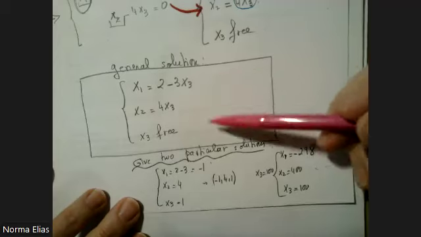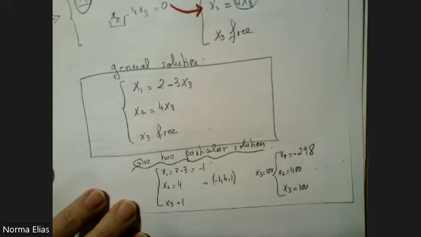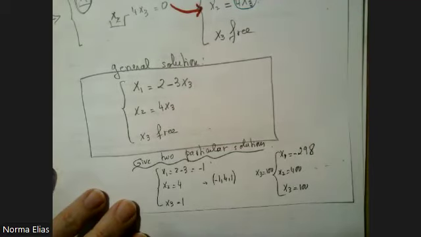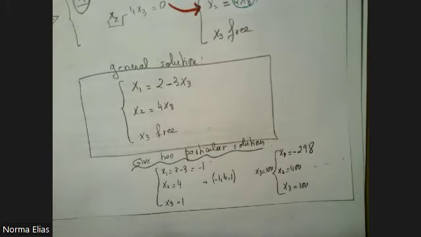Okay, so once we write it like this, we are actually seeing all the solutions. I can give x3 any value, and then I can find x1, x2, and x3. That's how we are going to solve the system starting today.